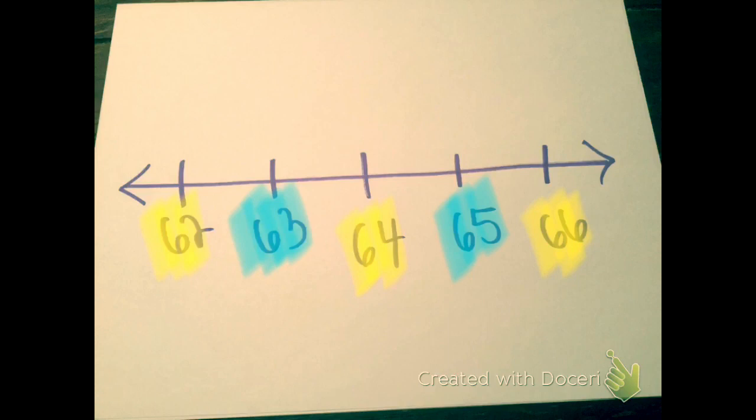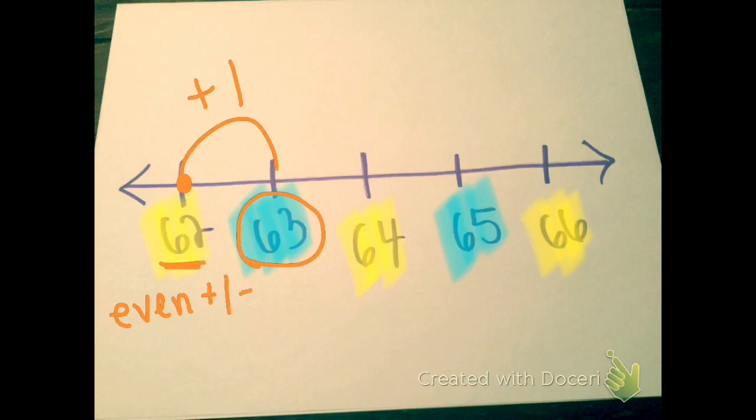So notice that if I'm starting at an even number, like 62, and I'm adding 1, I end up at an odd number. So even plus 1 equals an odd number, and that's always going to be true. If I start at 64 and I add 1, I land on an odd number. Even plus 1 equals odd.